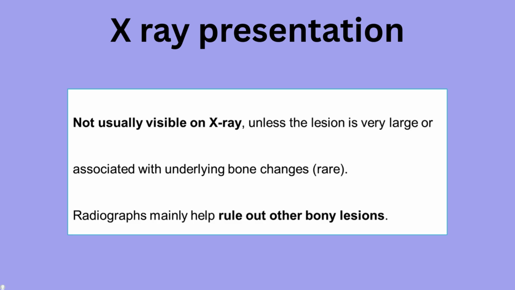Now, what about the X-ray features? It is not visible on the X-ray because this lesion is a reactive lesion. It is not associated with any bony involvement. We can just take an X-ray to rule out other bony lesions like ossifying fibroma or peripheral giant cell granuloma as well.